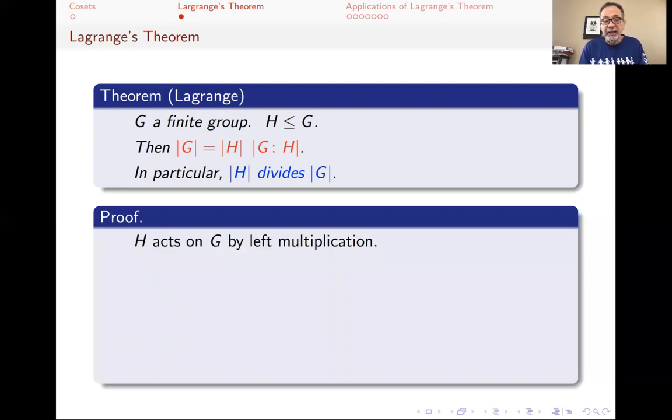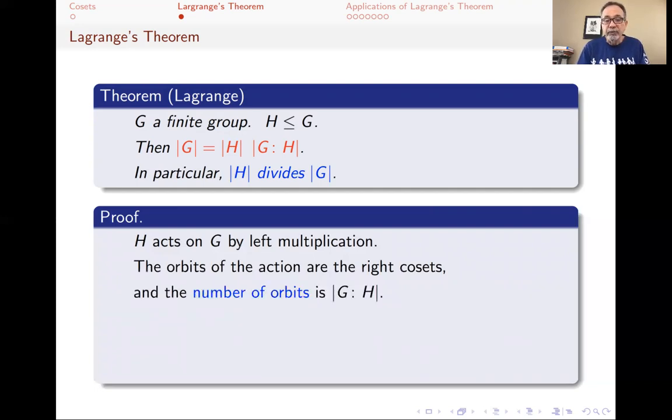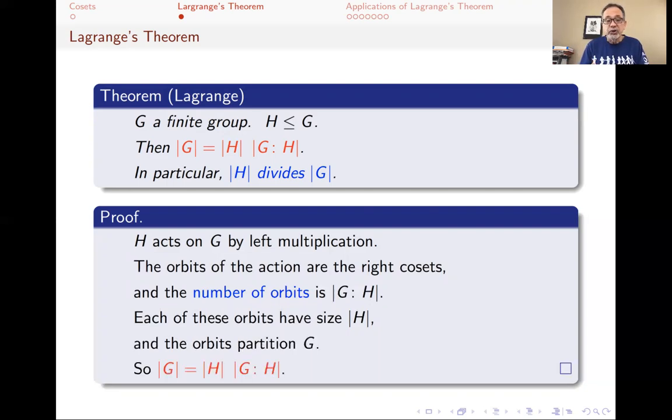H acts on G by left multiplication. The orbits of the action are right cosets, and the number of orbits is the index of H in G. That's by definition. Each of these orbits has the same size, and they partition G. So the order of G is going to be the number of the sets in the partition, the parts in the partition, times the size of each part. The order of H is the size of the parts, and the index of H in G is the number of parts. And so when you multiply them, you get the order of G. But the important thing here is the size of H divides the size of G.